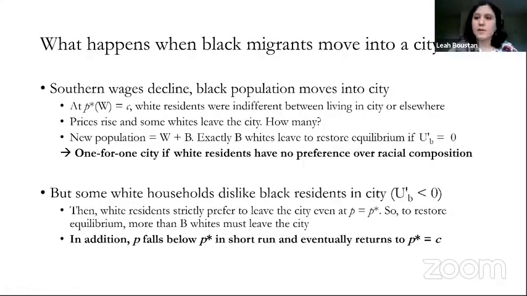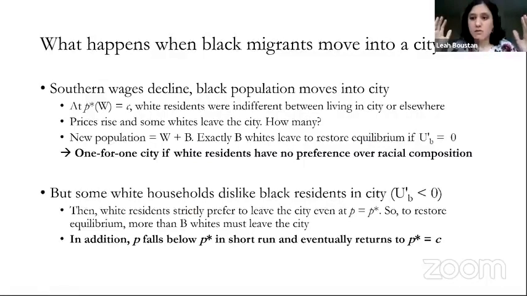Okay, so then what happens when Black migrants move in? Let's say Southern wages decline, Black population moves into the city. Well, before this migration took place, the city was already in long run equilibrium. So with the existing population that was all white, the equilibrium price, which is a function of population for the reason I just explained, will be construction cost. And at that price equal to C, white residents were indifferent between living in that city and moving elsewhere.